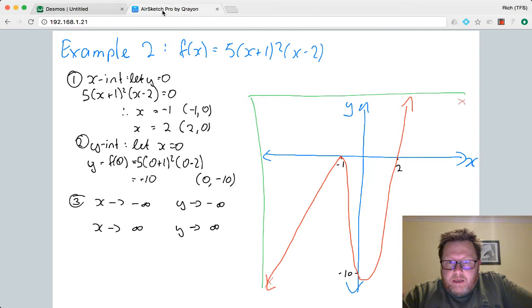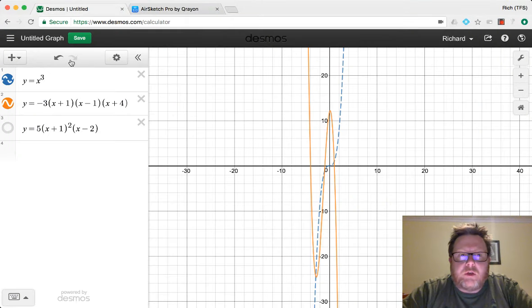So that's the graph of a cubic where one of the factors is repeated. In other words, I've got a square there. It bounces at that particular intercept rather than cutting through it. So that's pretty much it. I mean, we can have a look at it on Desmos to sort of confirm that my graph looks okay.